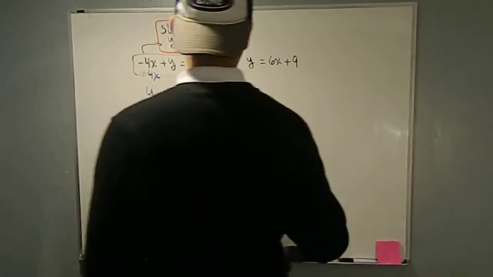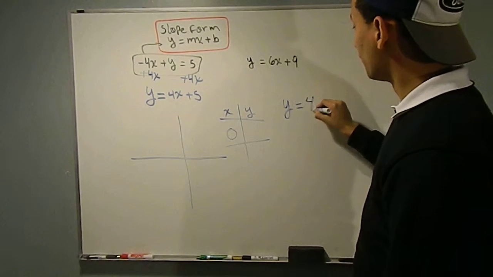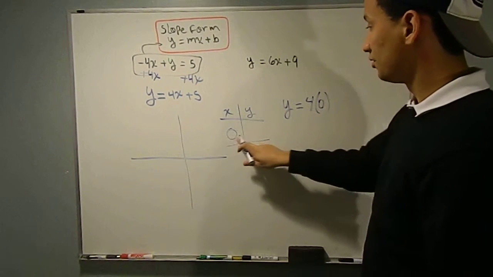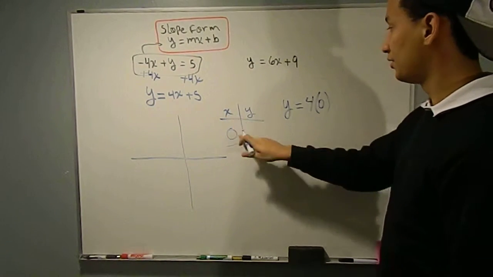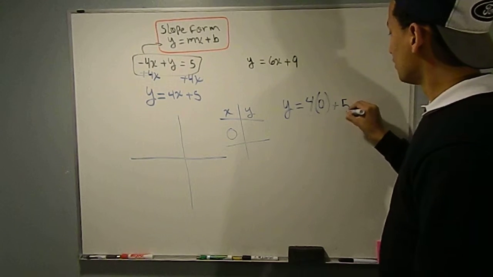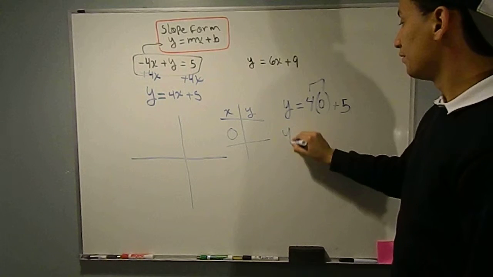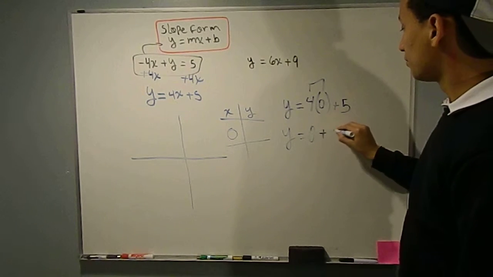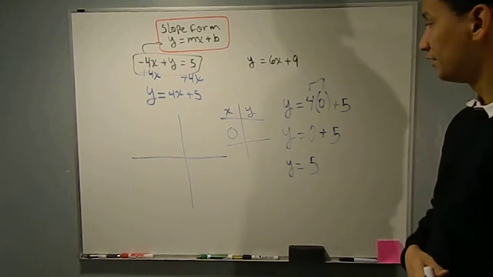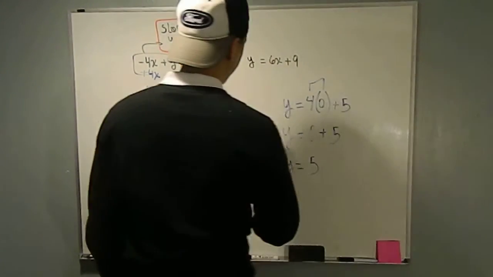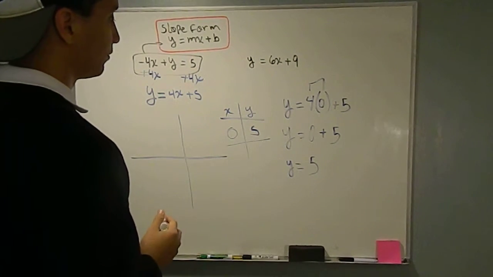Over here, y is equal to 4x plus 5. So we substitute x with 0, because I'm saying that when x is 0, what is y going to be? When you multiply 4 times 0, it gives you 0, and 0 plus 5, y will be 5. So when x is 0, y is equal to 5.